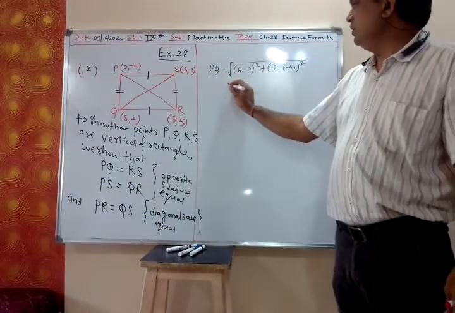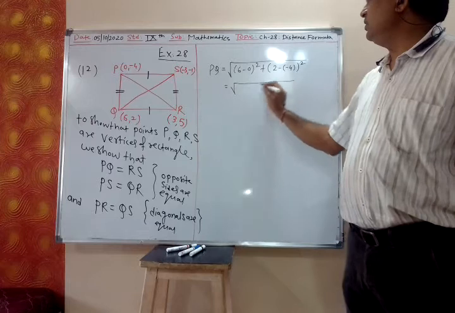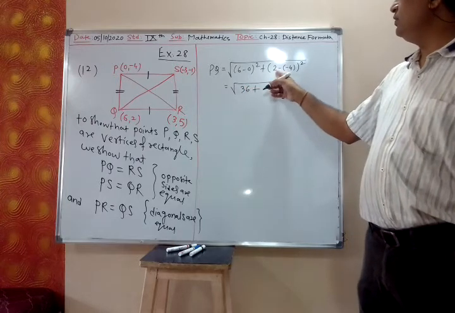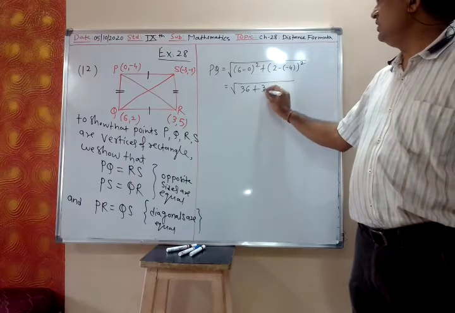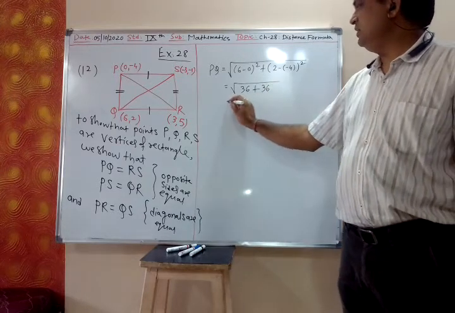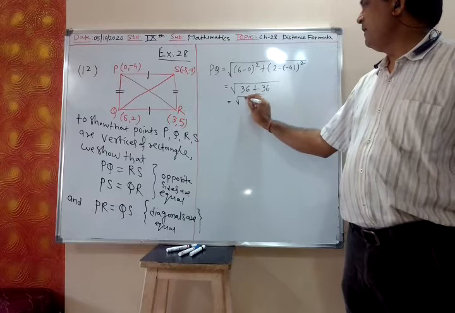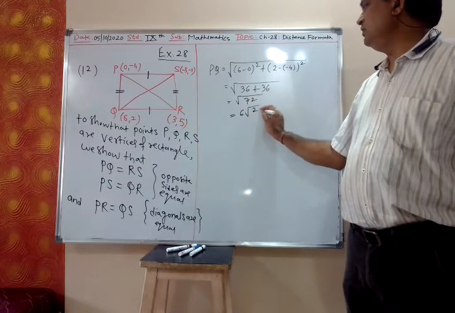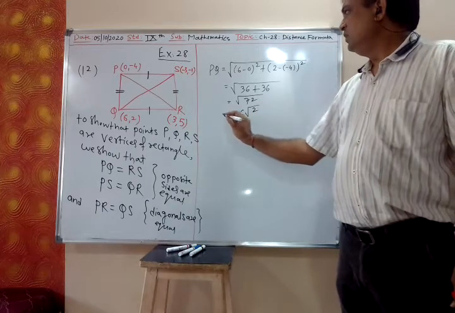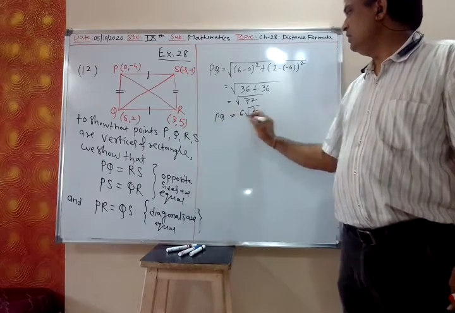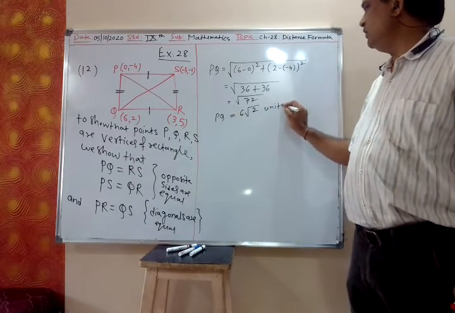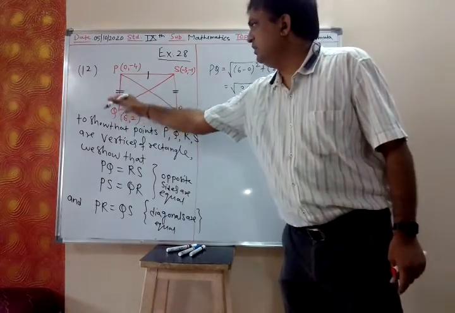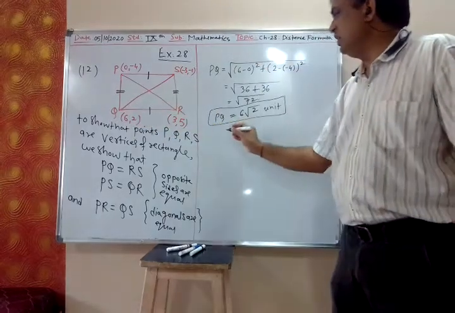So using the distance formula, 6 minus 0 square is 6 square, 36, plus 2 minus minus 4 is 2 plus 4, 6 square is 36. 36 plus 36 is 72. Now 72 is 36 into 2, so PQ is 6 root 2 unit. So by using the distance formula we find all this. PQ done, now find QR.